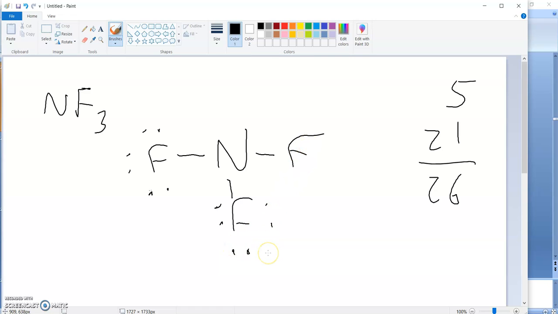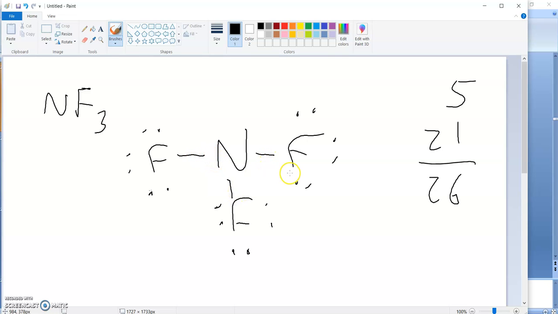Now we'll deal with the next fluorine. 20, 22, 24. Okay, it has 8 electrons, and I've used 24, right? 2, 4, 6, 8. Okay, so now the only one that doesn't have 8 yet is nitrogen. It only has 2, 4, 6.